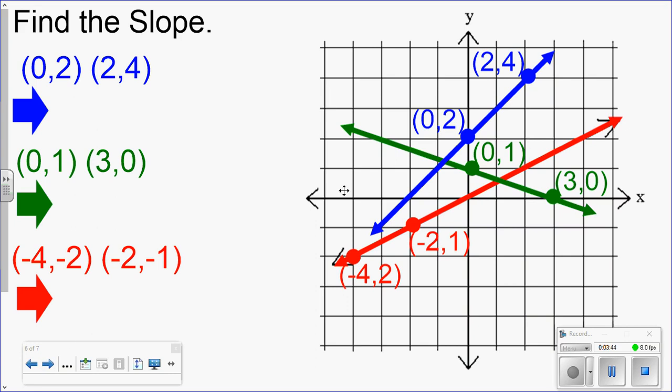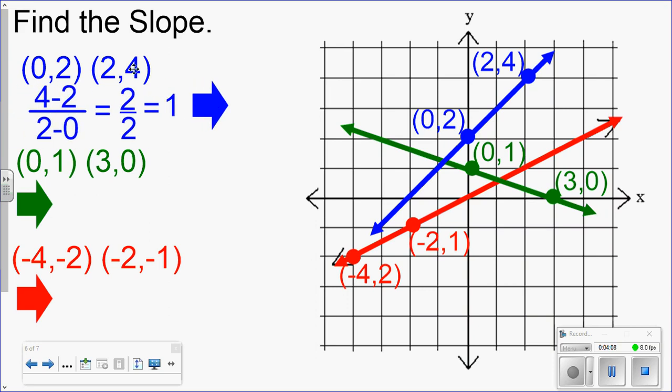Looking at these three, let's try them. We've got this blue line. We can count, or we can do our y2 minus y1. If I count, we're starting at 2. We always do the y first. We're starting at 2 and we're going to 4. So that's up 2. And then we're starting at 0 and going to 2. That's over 2. So from the ordered pairs, 4 minus 2 over 2 minus 0. 2 over 2 is 1.